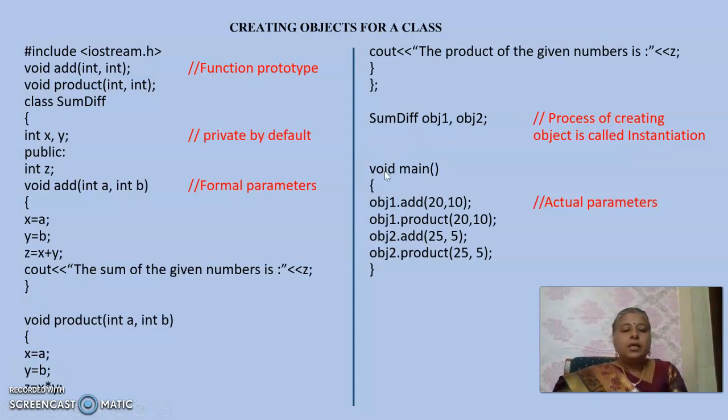And after that, we are writing the main function, void main, function getting opened here, and obj1.add(20, 10). So we are calling the function from here using the object name of the class. It is a must that you should use this object name to call the member function of a class. Now we are passing two parameters. These two parameters are called actual parameters. So obviously a will get the value 20 and b will get the value 10. So let us see how it works.